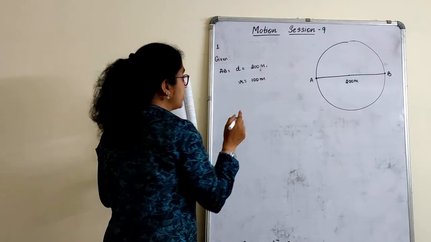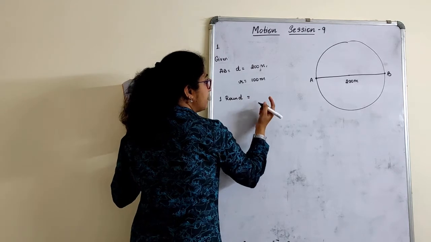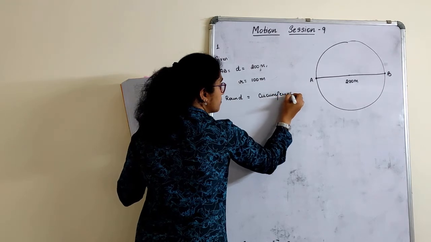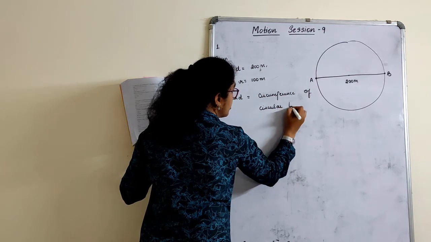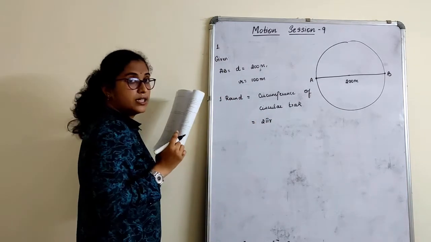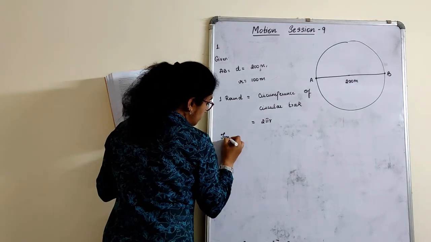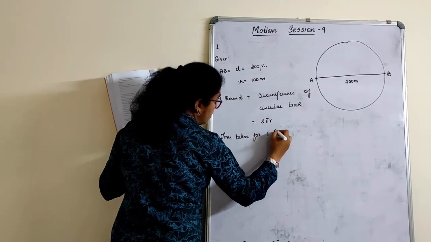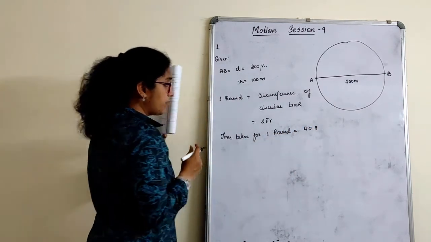So time taken to complete one round. What do you mean by one round here, children? One round is nothing but circumference of the circular track. That is nothing but 2 pi r. Okay? Circumference of a circle is nothing but 2 pi r. Time taken for one round. So he will take how much? 40 seconds.